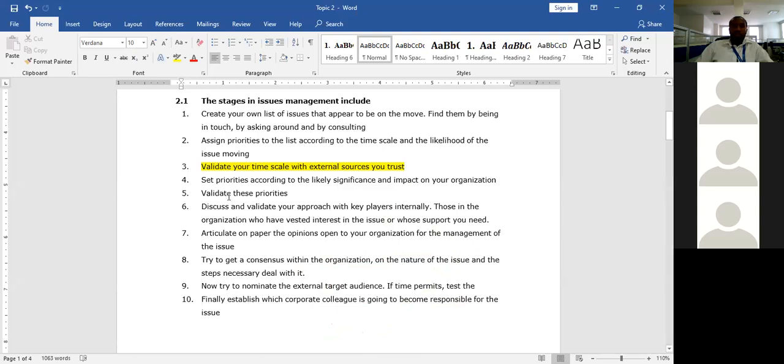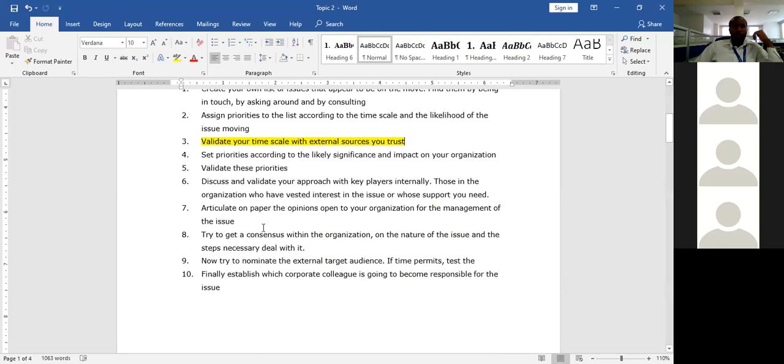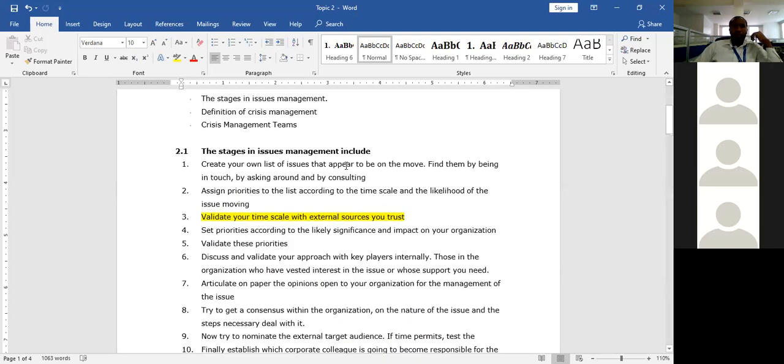So validate your time scale with external sources you trust. Point number 4, set priorities according to the likely significance and the impact. In fact, when you set priorities, we go back to point 2, assign priorities, set priorities, then validate these priorities. Then from there, you go through the stages of issues management.